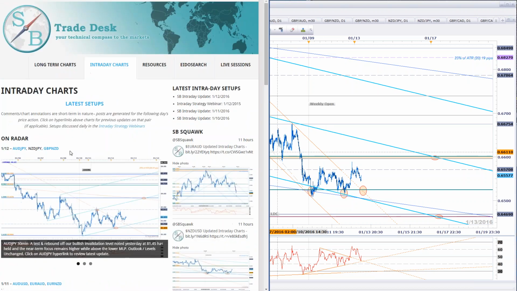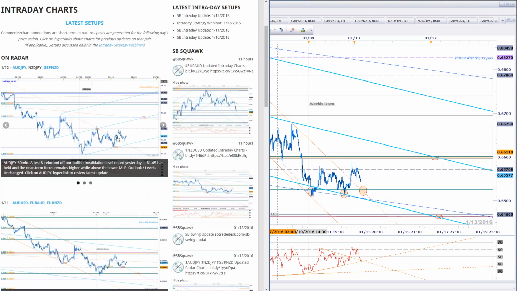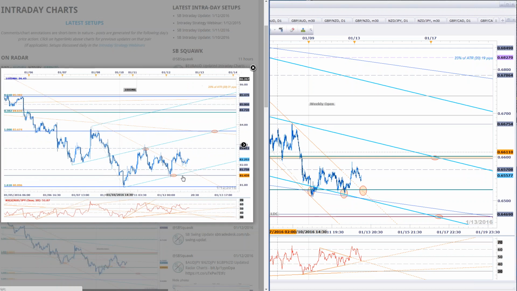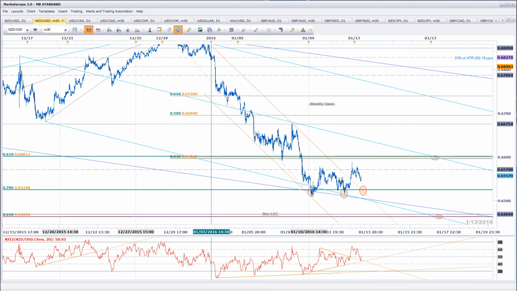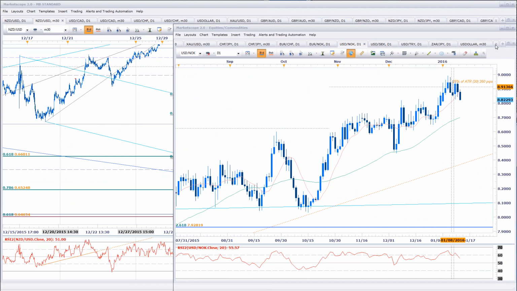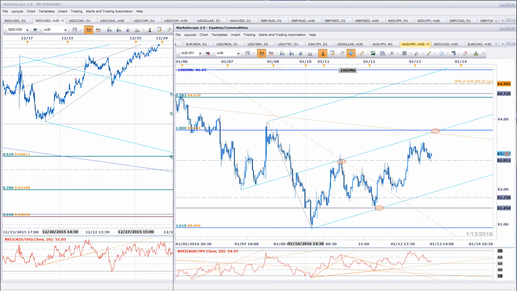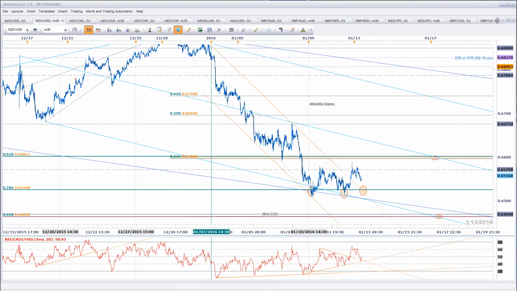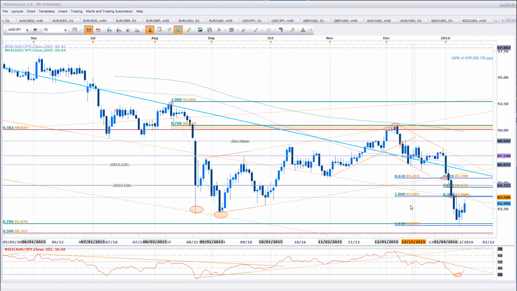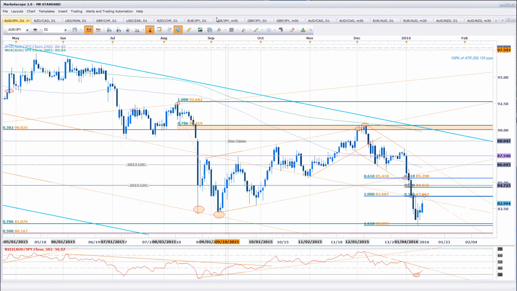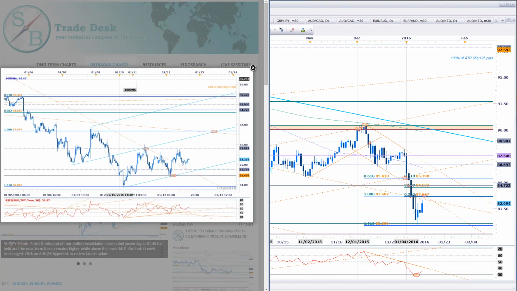So here's what the intraday radar charts looked like yesterday, and here's what Aussie looked like on the back of the Asia Open last night. So a very similar play. Let me just bring up Aussie Yen for you. Here's what the daily chart looks like first. Okay, so remember on, I think it was Monday night, we had highlighted this major key support confluence.